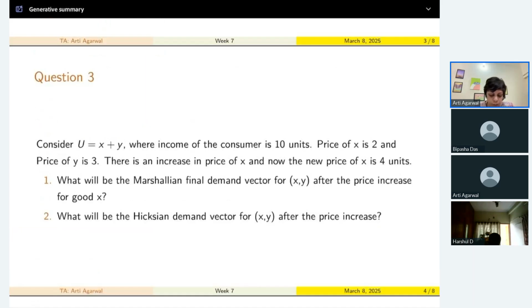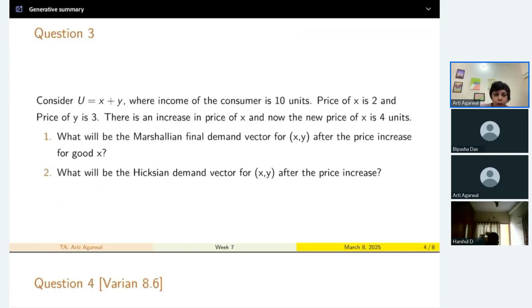Okay, let's go to a different kind of question. Now you have a consumer whose utility is given as U equals X plus Y, and income of the consumer is 10 units. The price of X is 2, price of Y is 3. Now we see that there is an increase in price of X, and the new price of X is 4. So now you're asked, what is the Marshallian demand vector after the price increase for good X? And what is the Hicksian demand vector after the price increase?